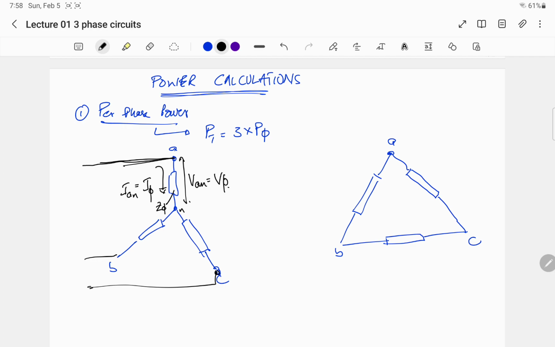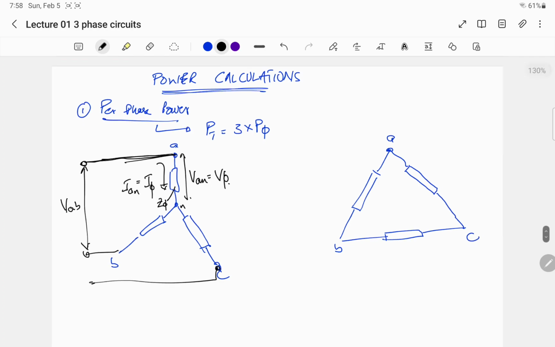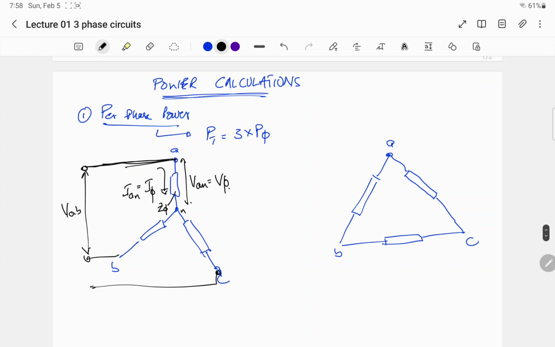So no matter if you have the line voltages here, or even if you know at the source side the phase voltage, you can calculate the line voltage, and we have seen how you can solve and calculate I phase. So in this case, you can calculate P single phase as V phase I phase cos of theta. So V phase now is VAN IAN cos of theta.